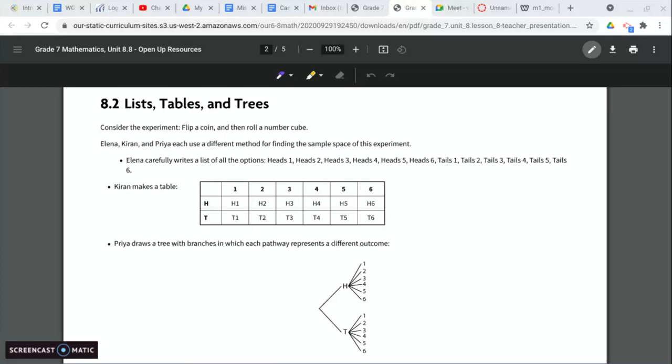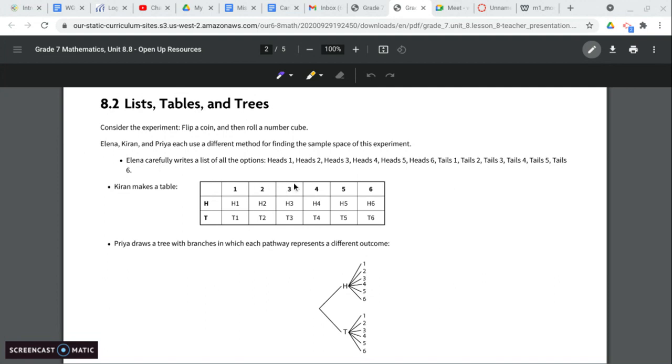Guys, welcome back. So what we're looking at today is lesson 8, keeping track of all the possible outcomes. Sometimes we have a lot of them, so it's hard to keep track of all those possible outcomes. So consider the experiment. Flip a coin, then roll a number cube. Elena, Kieran, and Priya each use a different method for finding the sample space of this experiment.